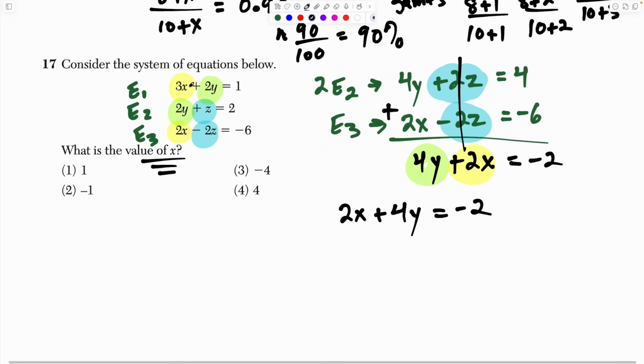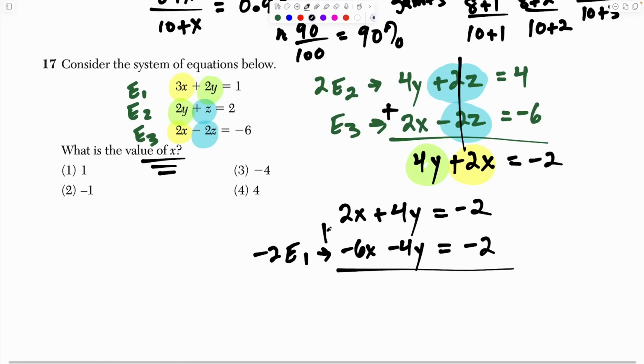But then what I want to do is eliminate the y's. And right now I have a 4y and a 2y. I'm going to multiply equation 1 by negative 2. So negative 2 times equation 1. If I do negative 2 times 3x, I get negative 6x. Negative 2 times 2y is minus 4y. And then negative 2 times 1 is negative 2.